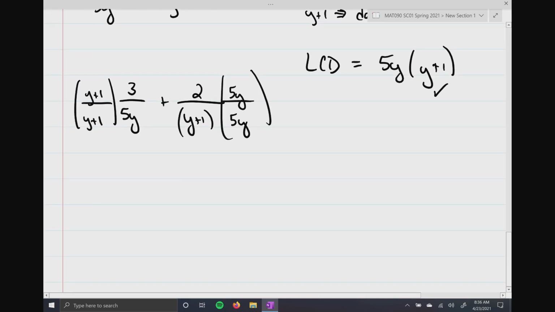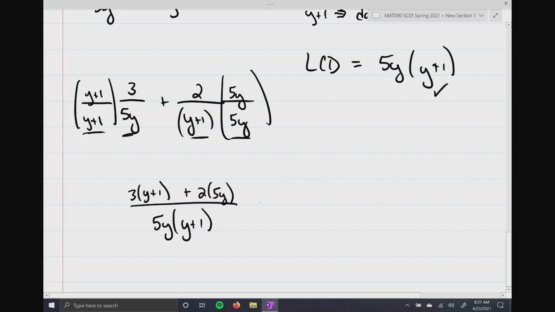Now, if you look, the denominators are the exact same. Y plus 1 times 5y, they are the exact same. So I write it, and I'm going to put the 5y out front because I'm used to seeing it like that. So we write one denominator. And let's write the entire numerator. Don't simplify it. Just write it out. 3 times the quantity y plus 1 plus 2 times 5y.